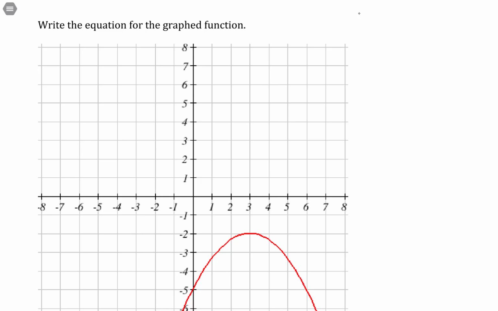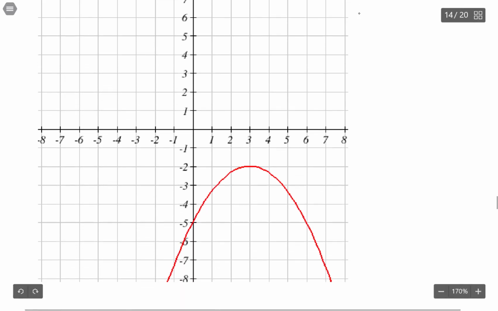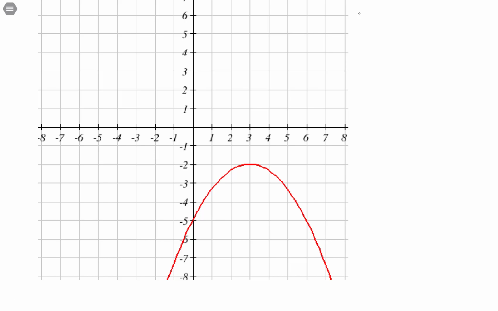Write the equation for the graphed function. So looking at this graph, we can very visibly see that we have the graph of a parabola. And whenever you have a parabola, you have a quadratic function. The general form of a quadratic is ax squared plus bx plus c, but I think we will have an advantage if we use the vertex or standard form.